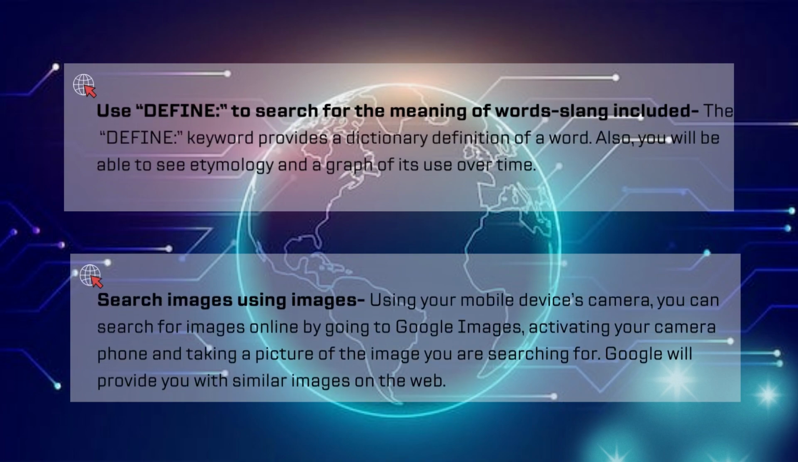Use define to search for the meaning of words, slang included. The define keyword provides a dictionary definition of a word. Also, you will be able to see the etymology and a graph of its use over time. Next is search images using images. Using your mobile device's camera, you can search for images online by going to Google Images, activating your camera phone and taking a picture of the image you are searching for. Google will provide you the similar images on the web.